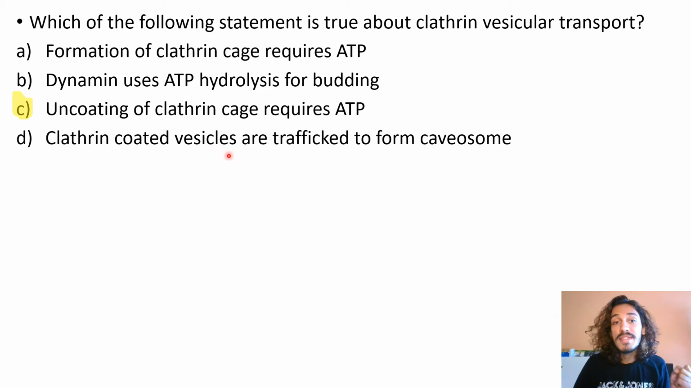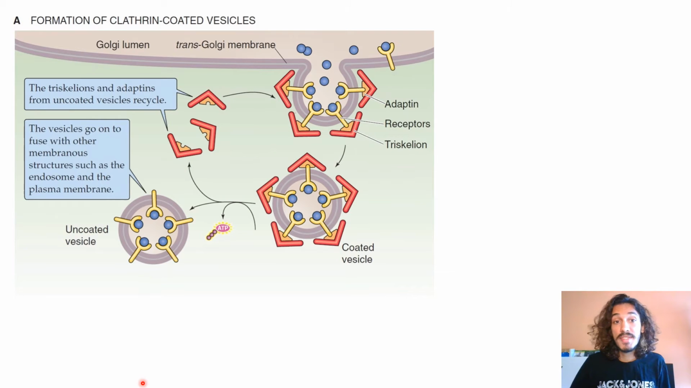The clathrin coated vesicles are trafficked to form caveosome. It's not caveosome, that is for caveolin mediated transport. Here it goes to your endocytic vesicles. So you can see over here, initially the formation of the clathrin coat, there's no ATP required for this. And after that, the coated vesicle which has come out requires ATP to uncoat and then further on go down. So this is the place where ATP is needed. And for this pinching using dynamin, that requires GTP hydrolysis.